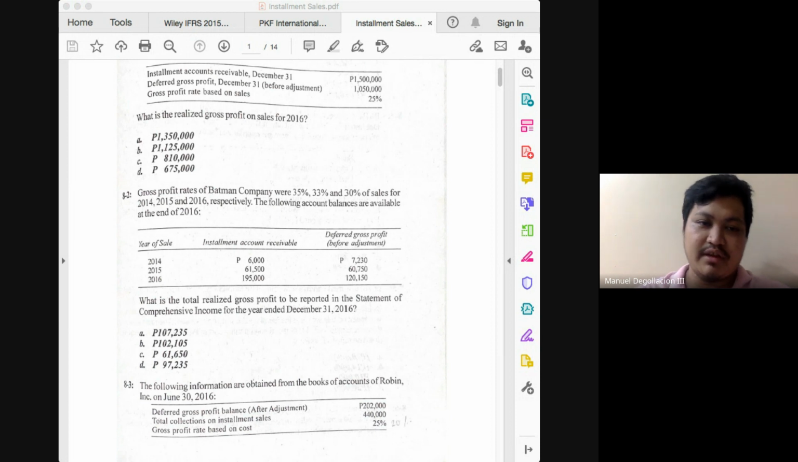For example, let's just try for 2014. If your before adjustment DGP is 7,230 and the markup rate is 35%, you divide 7,230 by 35%. That will give you 24,100. Okay, and that amount represents the beginning installment receivable for your 2014 transactions for the year 2016.